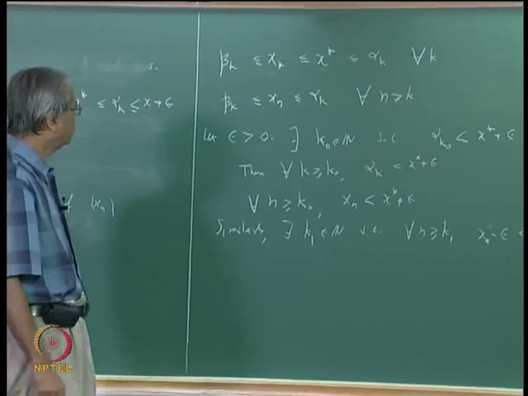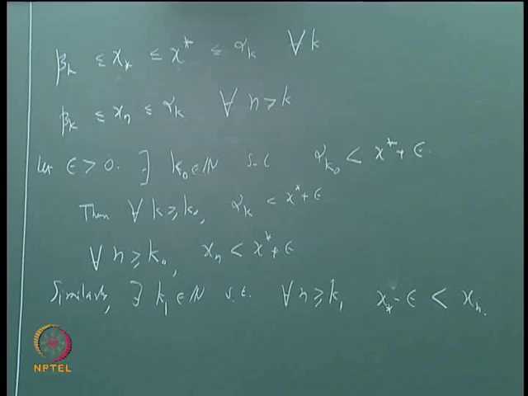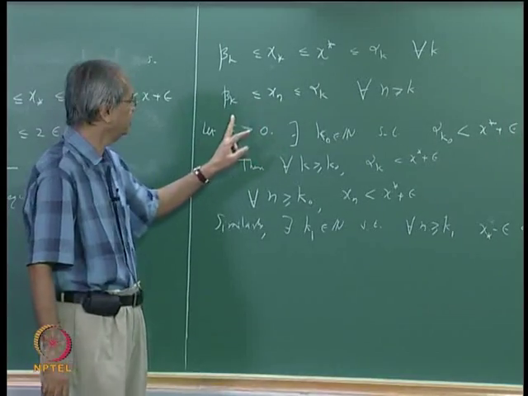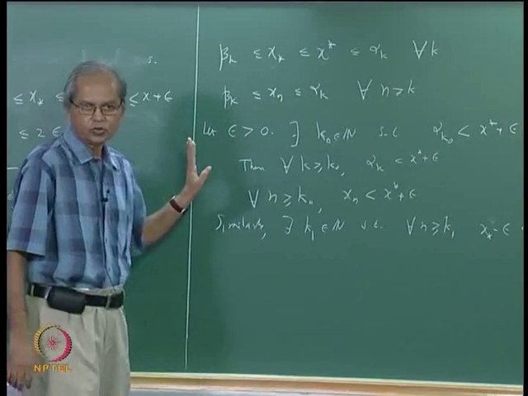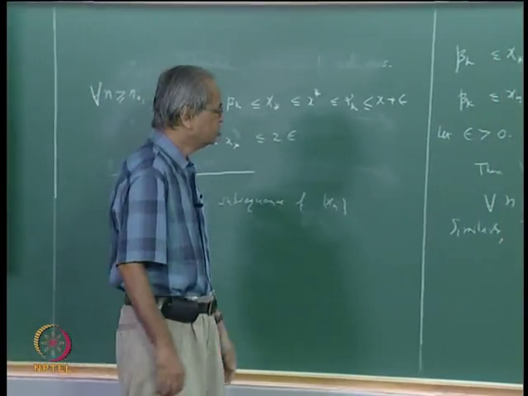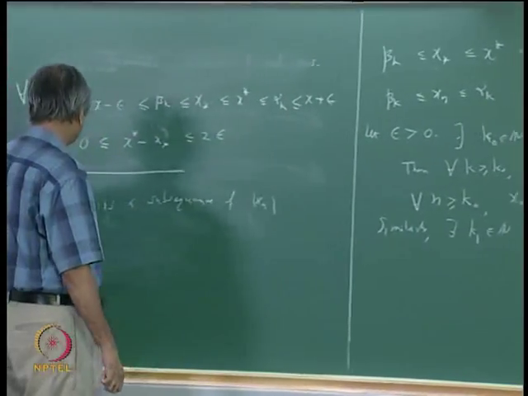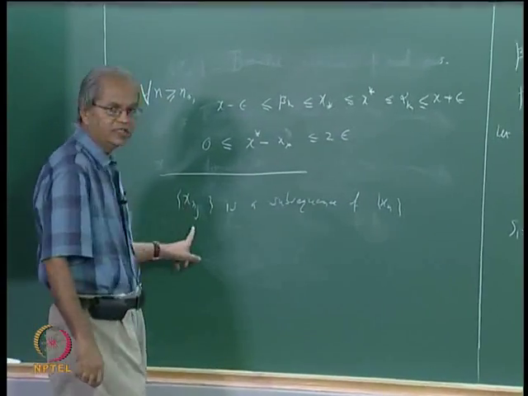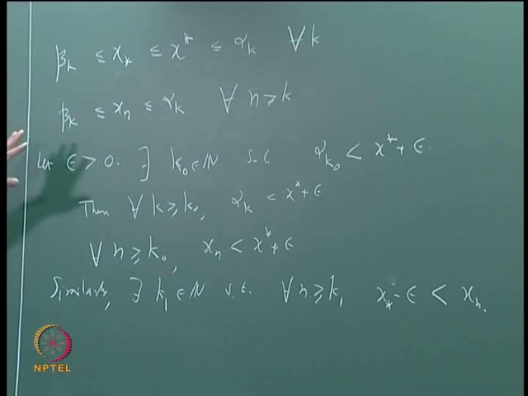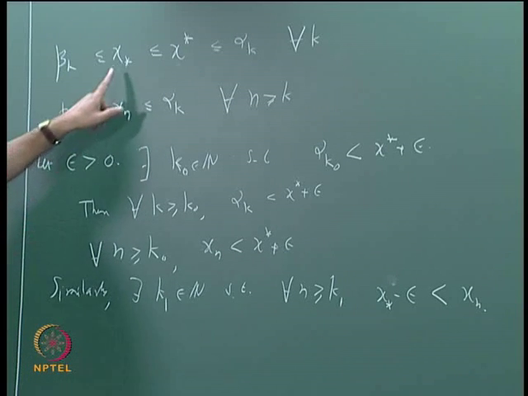So what follows from here is that if this index n_j is bigger than or equal to that k, then x_{n_j} should also lie between beta_k and alpha_k. So in particular, if x_{n_j} is a convergent sequence, then its limit also should lie between beta_k and alpha_k for all k, and in a similar way again we can prove that the limit must lie between these two numbers.